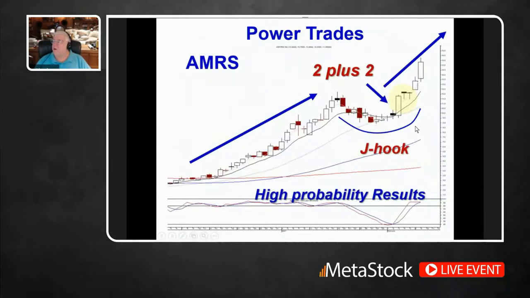So this is what, again, we call 2+2 analysis. If we know a J-hook pattern is a pullback, usually right to the T-line area, and it starts back up, what is our assumption? Wave one and wave three are usually going to be the same. So if I took profits right here, look at our evening star signal gap down. That's telling me that it's time to take profits.